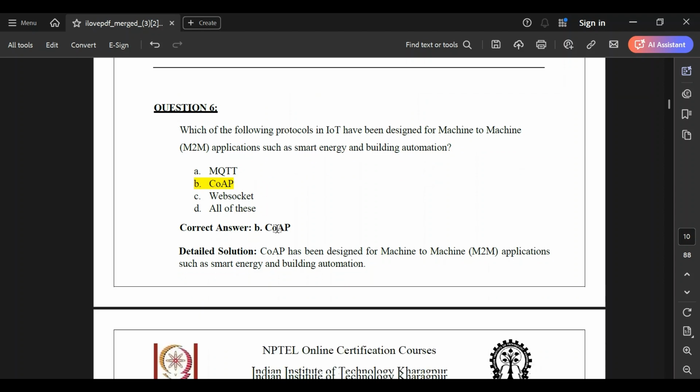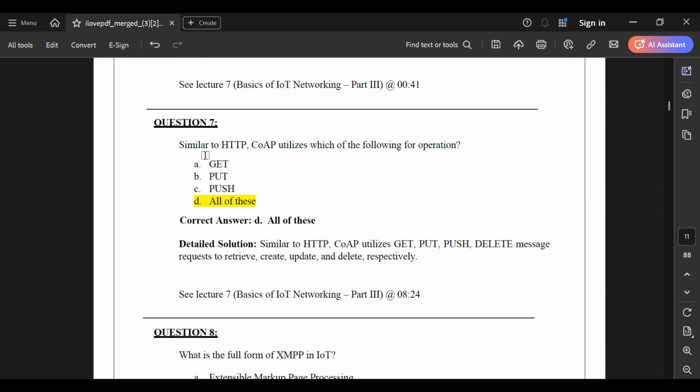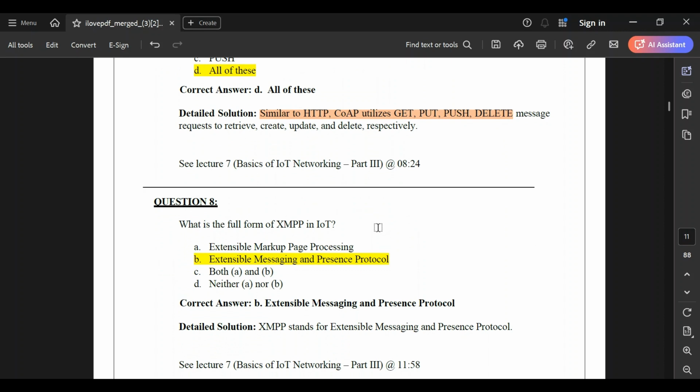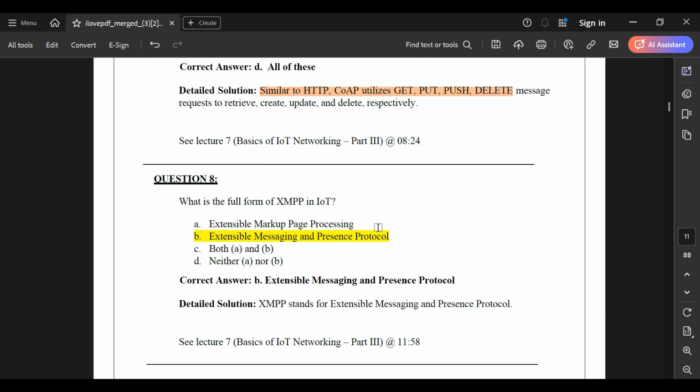So CoAP is there. It is similar to HTTP. CoAP utilizes which of the following for operations? So all of these are there. Get, post, put, and you can see also similar here. Utilize get, push, and delete is also there. So maybe in the next exam it can be asked like other things also. So you should know it.